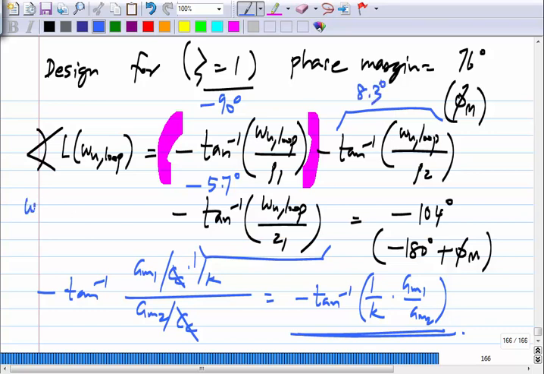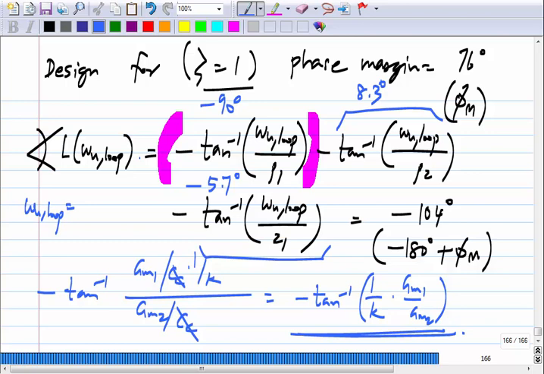So what's the relationship between omega u loop and P2? How much is that? Yeah, how much is that? Omega u loop by tangent of 8.3 degrees. You understand what is going on? Degrees. So this can only contribute 8.3 degrees.